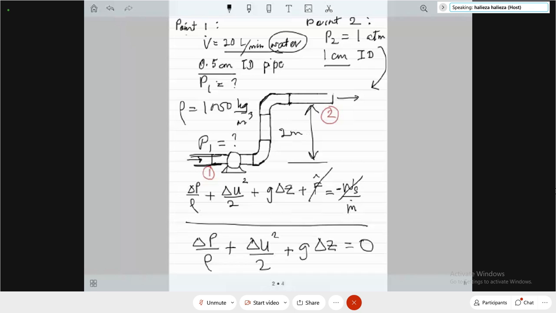So that means you can calculate the difference in height. Now you have 2 positions, Z1 and Z2, because you need to calculate the difference in height. If you give a position of Z1 equals 0, then Z2 should be 2 meter.